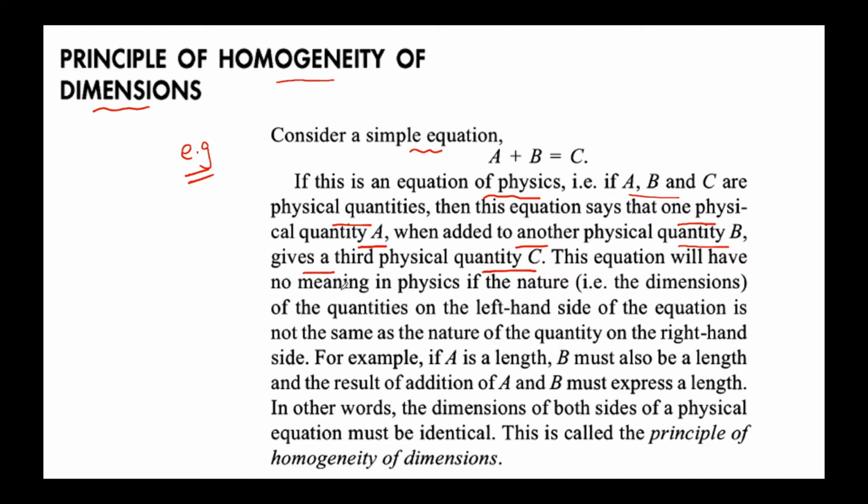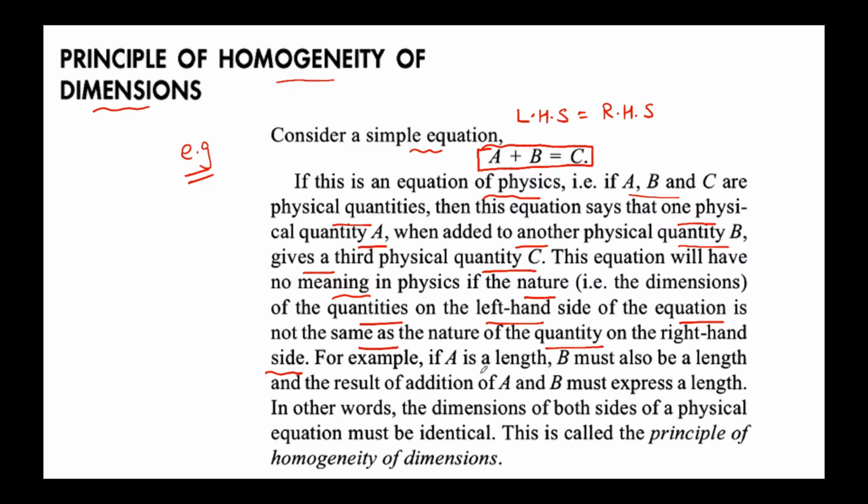This equation will have no meaning in physics if the nature of the quantities, or the dimensions of the quantities, on the left hand side of the equation is not the same as the nature of quantities on the right hand side of this equation. So what does it mean? This equation is valid only if the dimensions of the left hand side of this equation are equal to the dimensions of the right hand side of this equation.